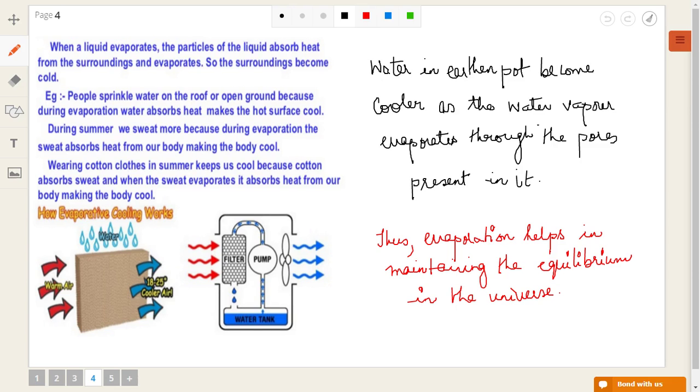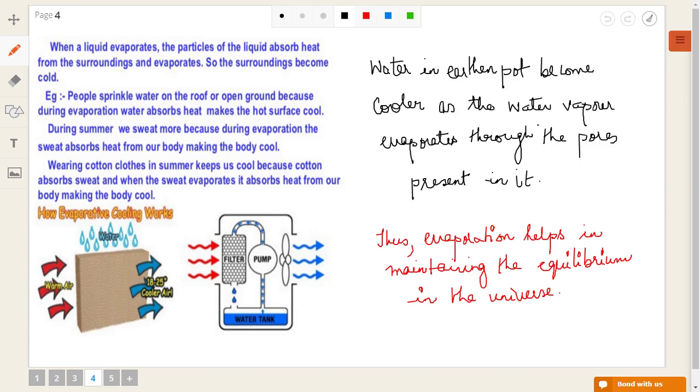Even in summers, we sweat a lot. Sweating is necessary for our body to maintain the normal temperature. This sweat absorbs the heat from our body and makes the body cool. That is why we prefer wearing cotton clothes, because cotton is a good absorbent of sweat. So when sweat evaporates, it absorbs the heat from our body and makes our body cool.